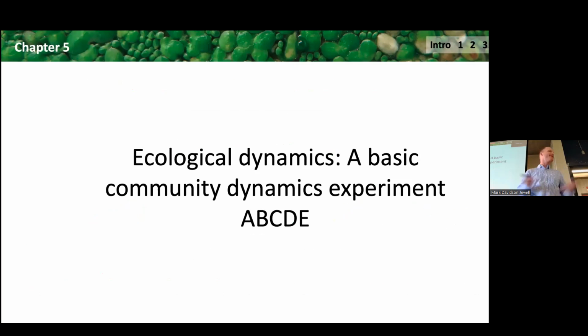We call this ABCDE, a basic community dynamics experiment. And I'm so happy this worked because we ran this over COVID. We set it up just as we got the go ahead, and it was locked down, the experiment was running fine, and then we opened back up and we could take measurements. So I'm very thankful that this one worked out.